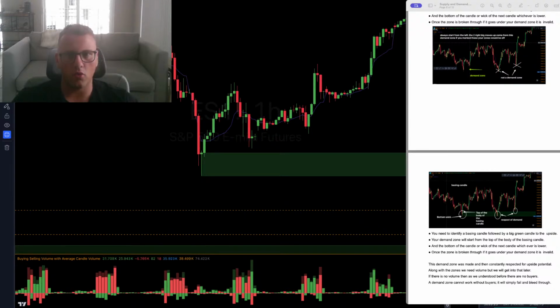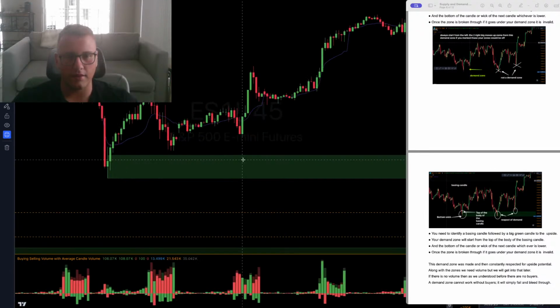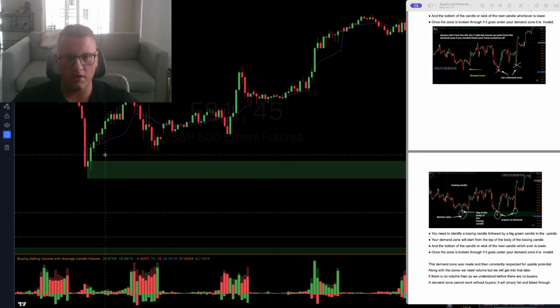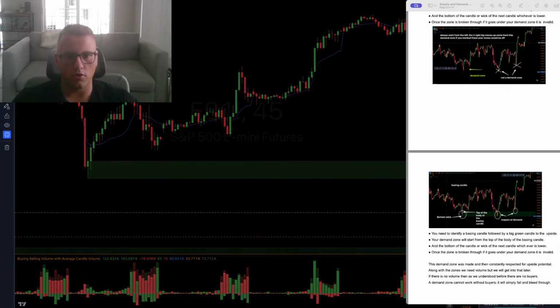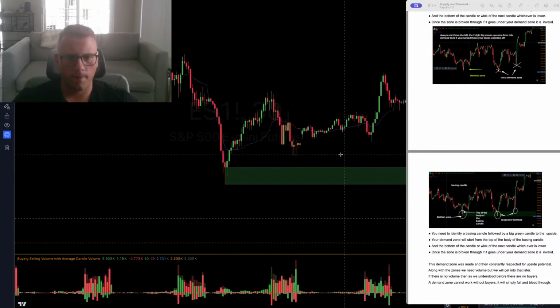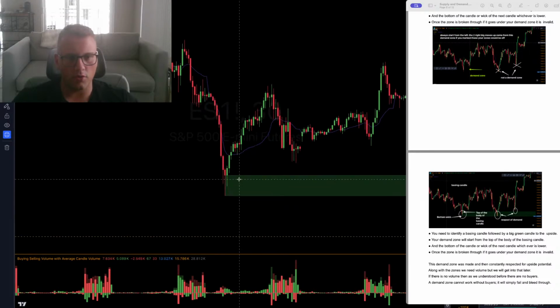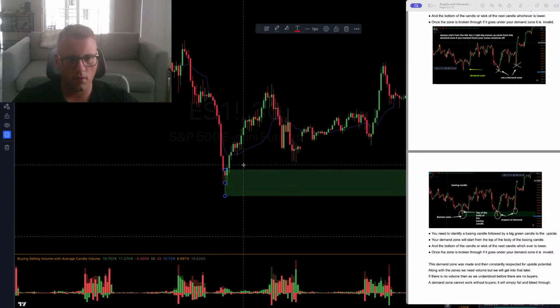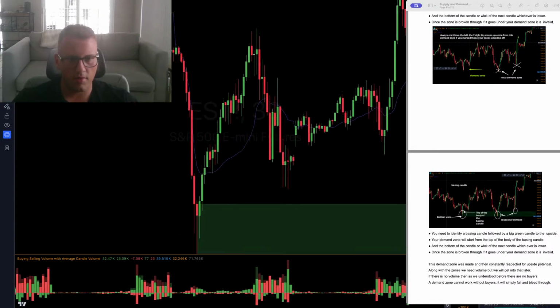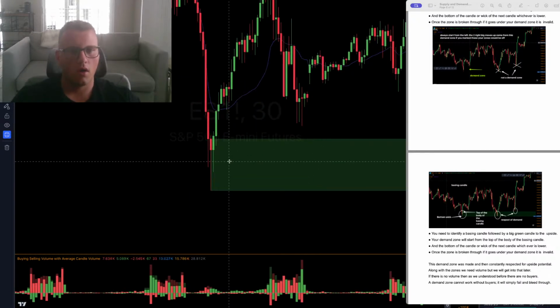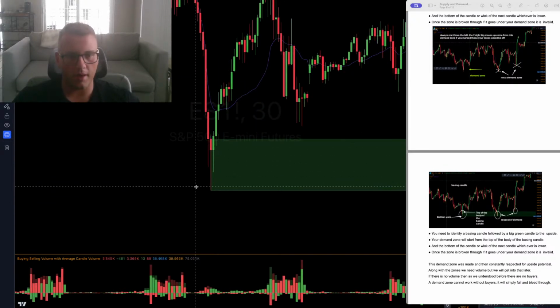I'm going to knock it down even more to a 45, see if I can get something that looks cleaner. 45 looks pretty decent in here. And again, I'm still going to a 30. The 30 is a little bit bigger, but I do like the wicking on it. Now the same thing for this. This is the basing candle, right? We're making a base here.